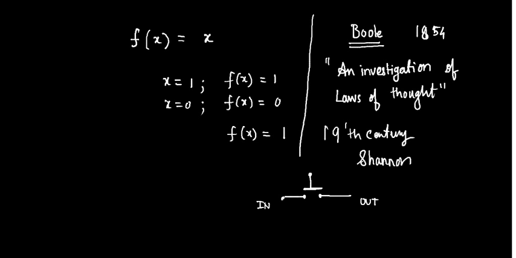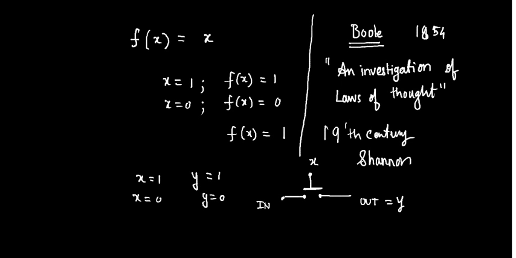This is an electronic switch. If I simply push this, let's say it is X, the current will flow and the output will be there. So if X is 1, the output Y is 1. And if X is 0, the output is 0, that means no output. So this is simply a push button.